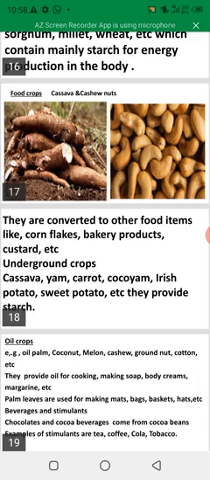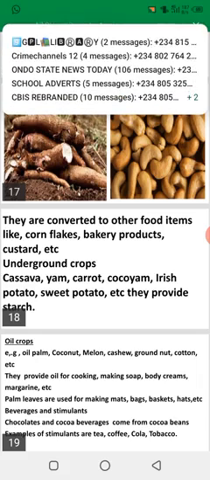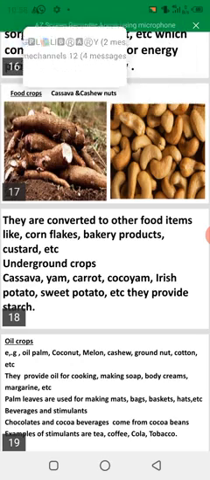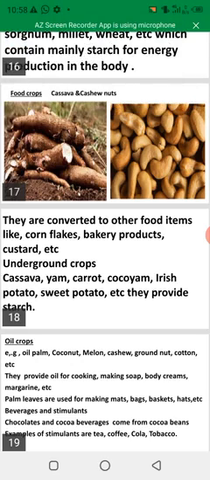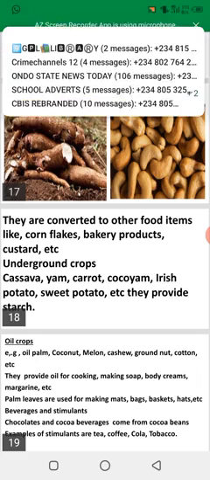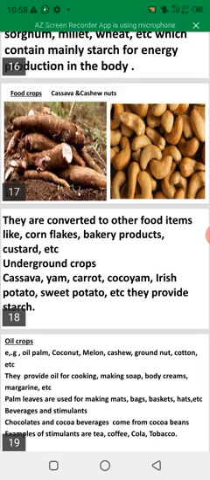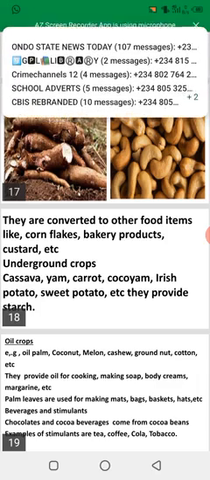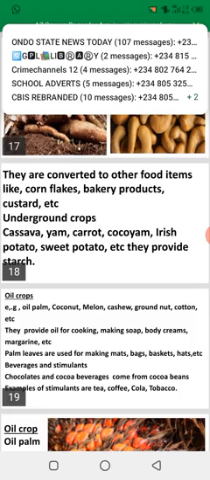Can you see the picture of cassava? If you have not seen it before, this is also cashew nuts. They are converted to other food items like cornflakes, like bakery products, e.g. custard. Then we have underground crops like cassava, as you have seen in the picture, yam, carrots, cocoyam, Irish potato, sweet potato, and others.